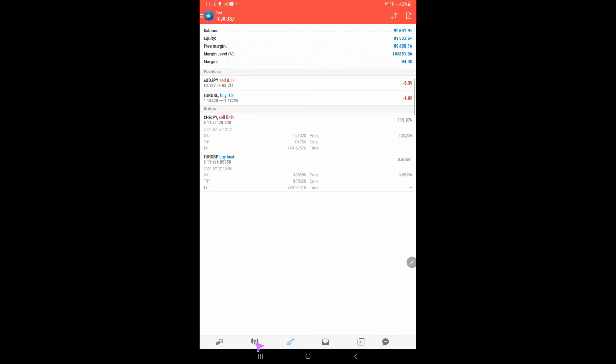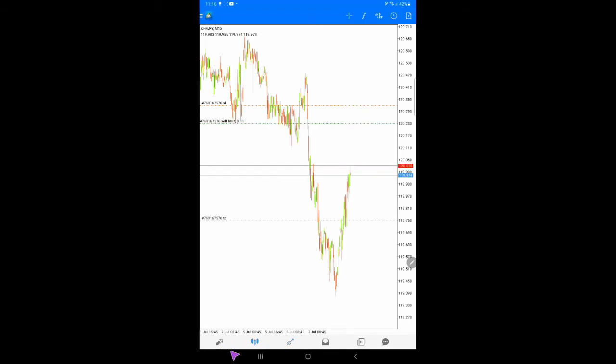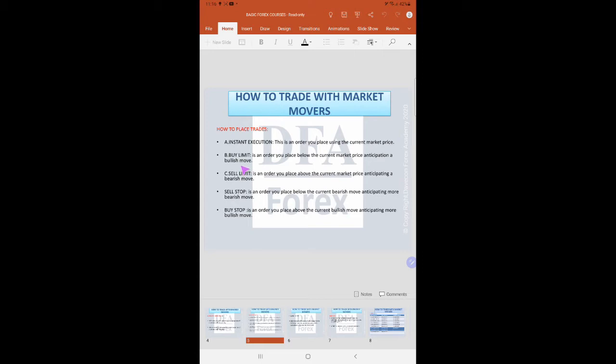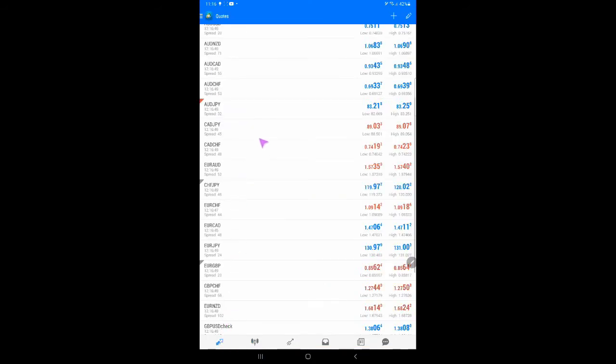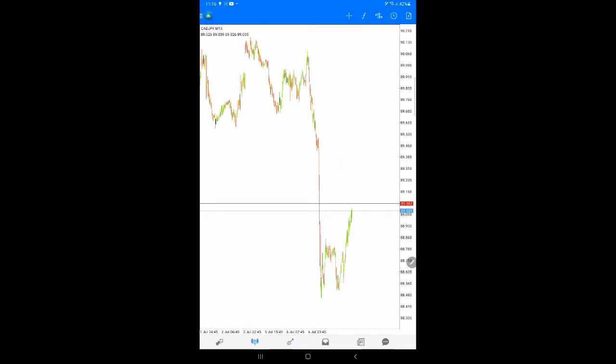Then let's do a different one. We'll have the next one, sell stop. Sell stop is an order you place below the current market price anticipating more bearish move. So now let's look at the empty form. Choose a different currency pair so we don't get confused.